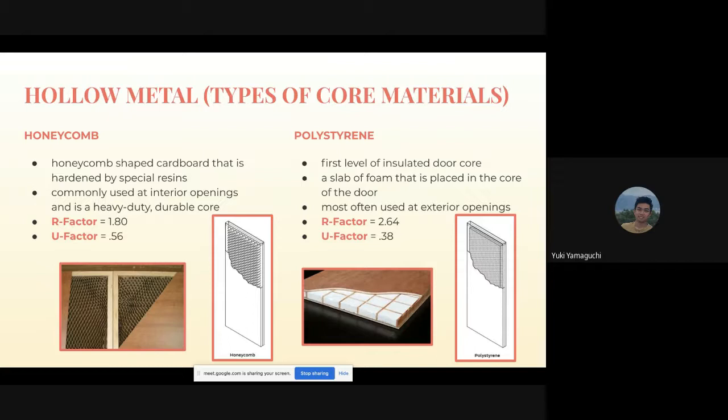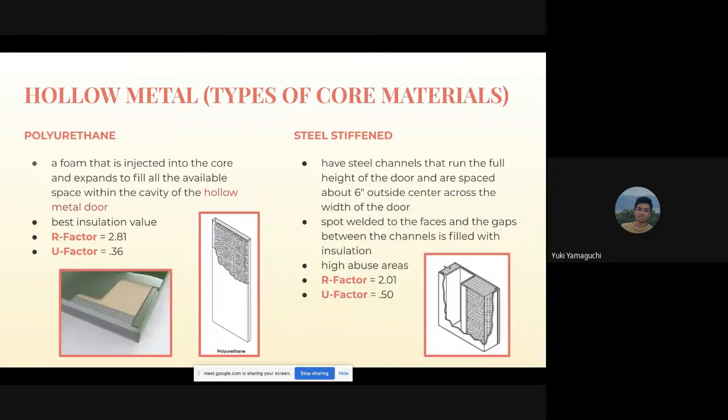Polystyrene is the second core material. It is placed at the first level of insulated door core. It is basically a slab of foam that is placed in the core of the door, and it's most often used at exterior openings. The third type of core material is a polyurethane, a foam that is injected into the core and expands to fill all the available space within the cavity of the hollow metal door. It has the best insulation value among the 5 types of core materials.